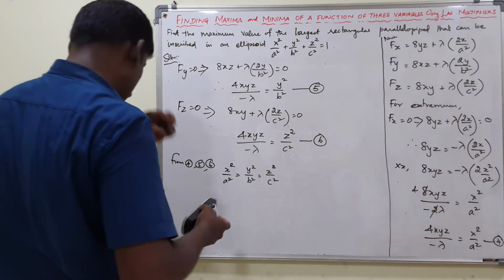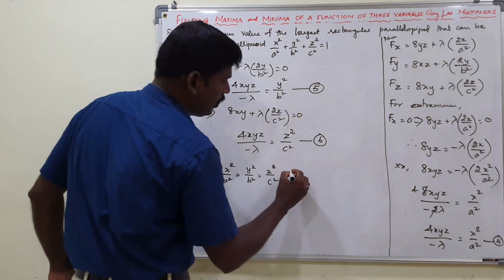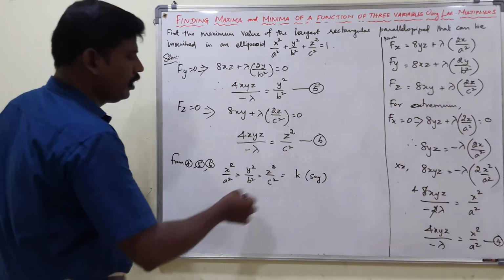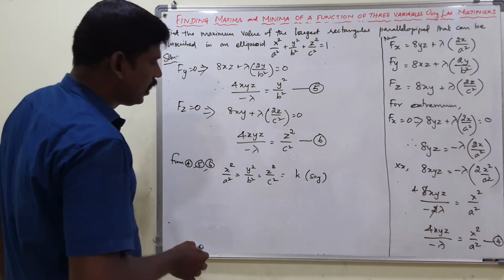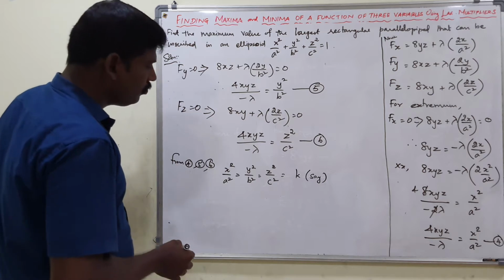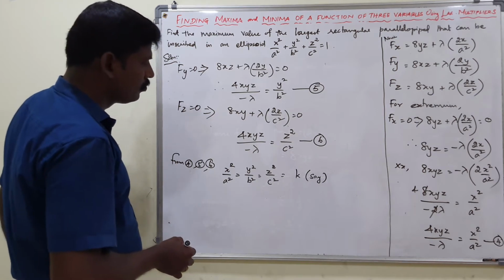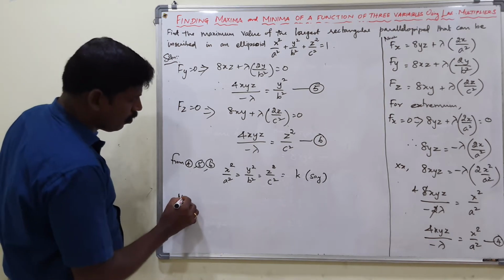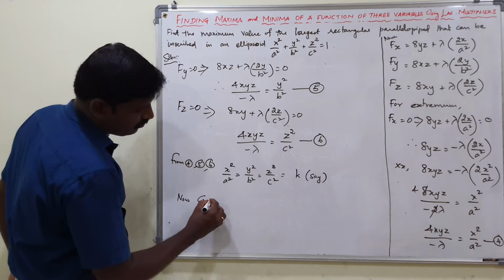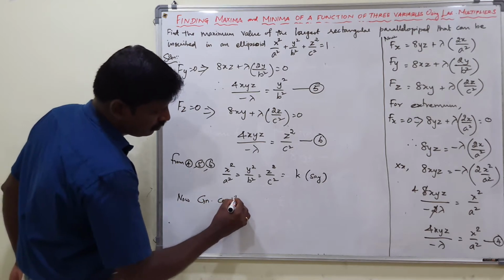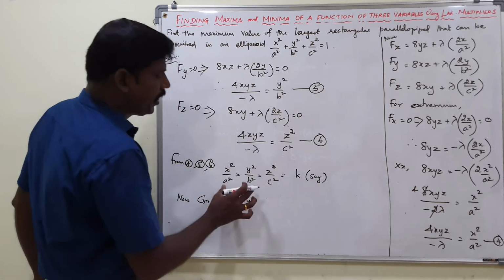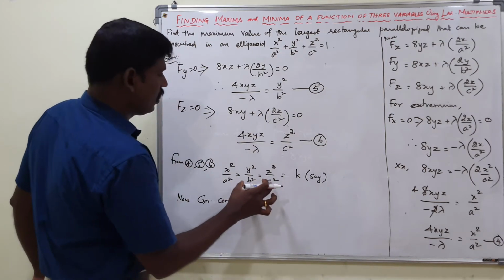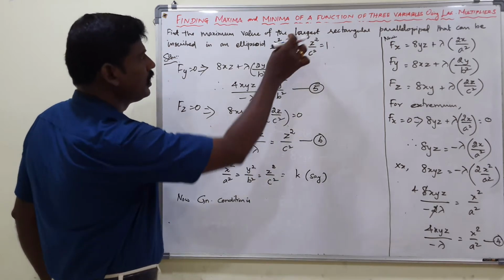Okay, I am taking these ratios to be k. All are equal, and I am taking that equal value to be k. Now, what is the given condition? We find out the relationship among x, y, z. So now we can apply this result into the given condition.